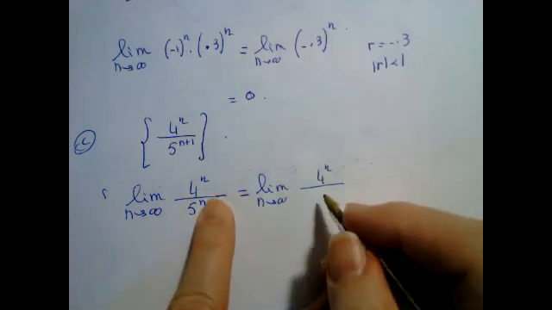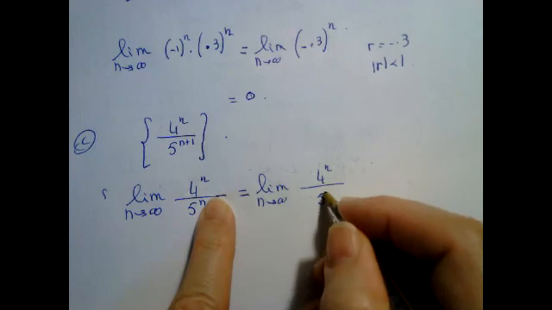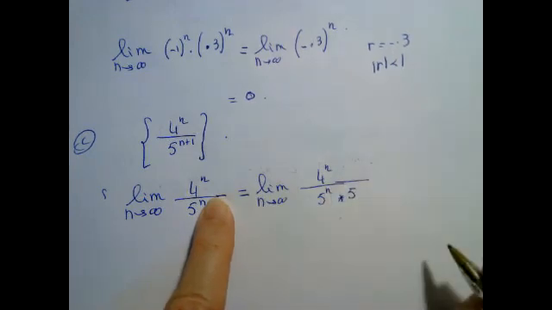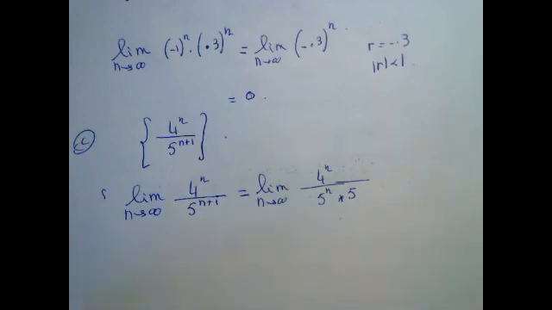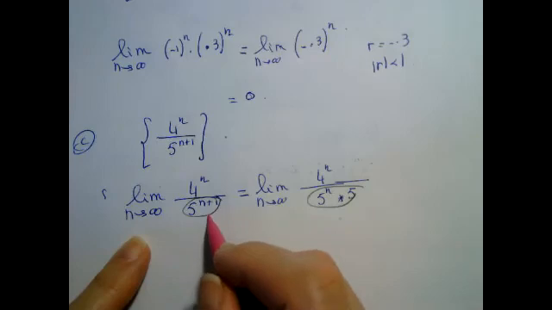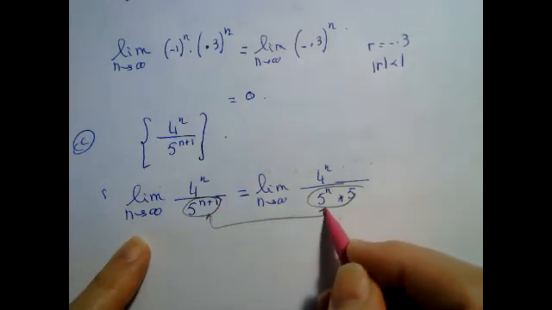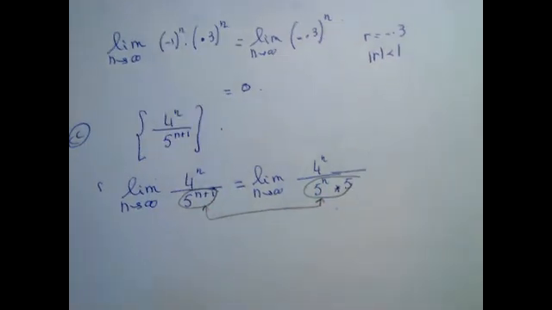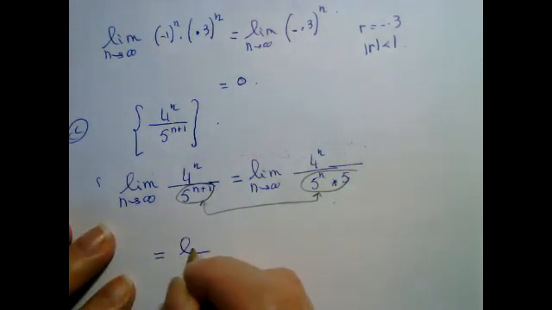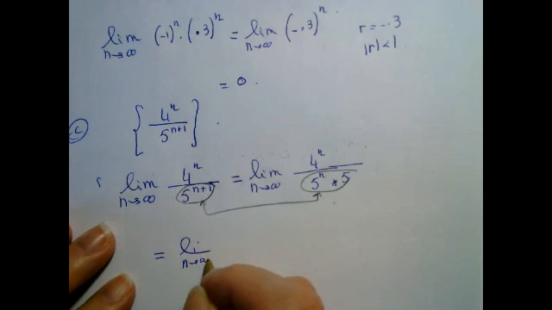I'm going to split that as 5 to the n times 5. Am I correct? Are those two the same? Yeah. Now, why did I do that? Quickly. So you can divide 1 by that.